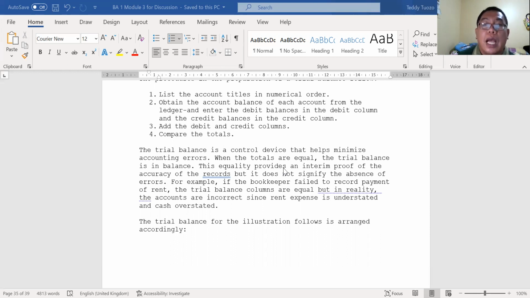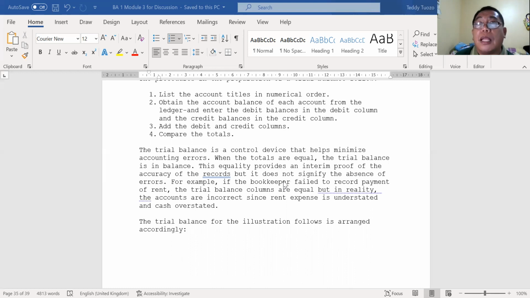When the totals are equal, the trial balance is in balance. So this equality provides an interim proof of the accuracy of the records, but it does not signify the absence of errors. As I've said, bisan balance siya class, bisan wrong ani jo account title tagamit, mo balance man gajud kay debit credit man, no?